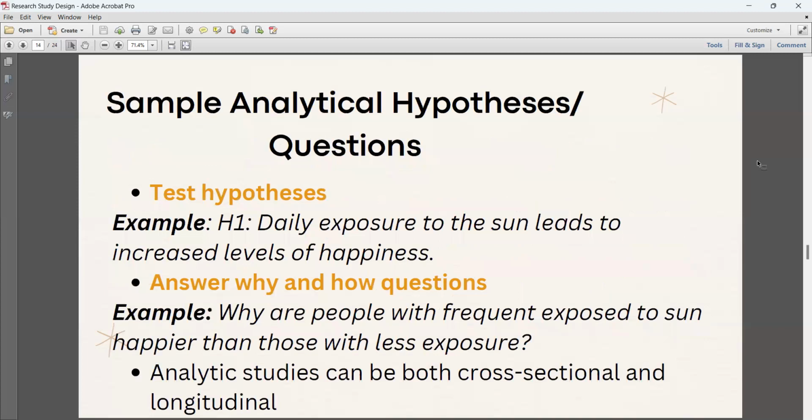Some analytical hypotheses or questions say, daily exposure to sun leads to increased levels of happiness. So that's a hypothesis. It could be from a descriptive study. Analytical studies usually answer why and how questions, and this is an example. Why are people with frequent exposure to sun happier than those with less exposure? So that's a why question. You are trying to know why something happens.